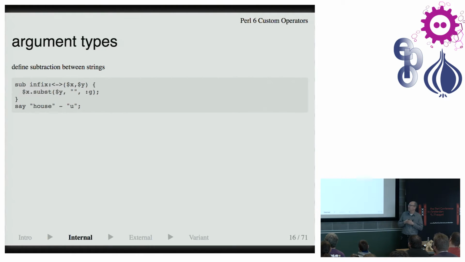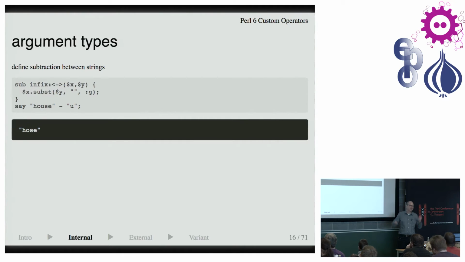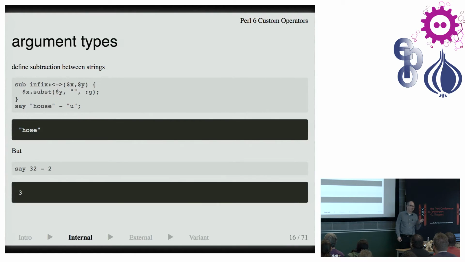Okay, so let's look back at something simple, subtraction. Let's say we make up and define what it means to subtract one string from another string. We say it's substituting all occurrences of the first string with the empty string. So you take a string and you subtract a letter. It's like deleting all of those letters from the string. So house minus u is hose. All right. So then, what happens when we say 32 minus 2? Uh-oh, not good, right? Now we get 3. That's unfortunate because we don't want 32 minus 2 to be 3.